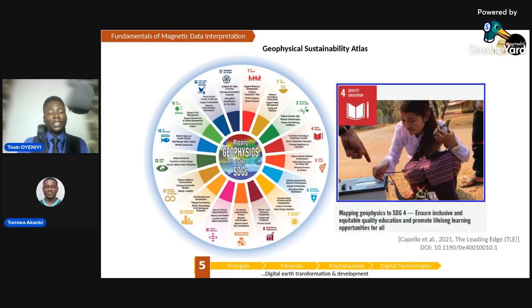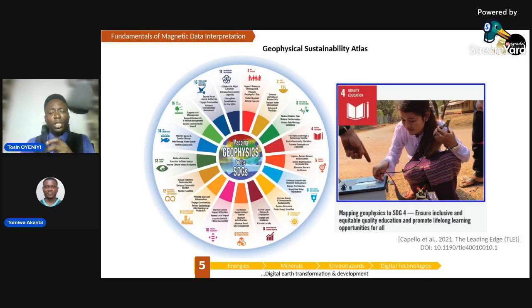Before I move to the global perspective of magnetic data processing again, there is before you the Geophysical Sustainability Atlas. This Geophysical Sustainability Atlas was extracted from Capello et al. 2021, the work on mapping geophysics to the United Nations Sustainable Development Goals. They redefine geophysics in the context of the United Nations Sustainable Development Goals, and one of these, Goal 4, is quality education.